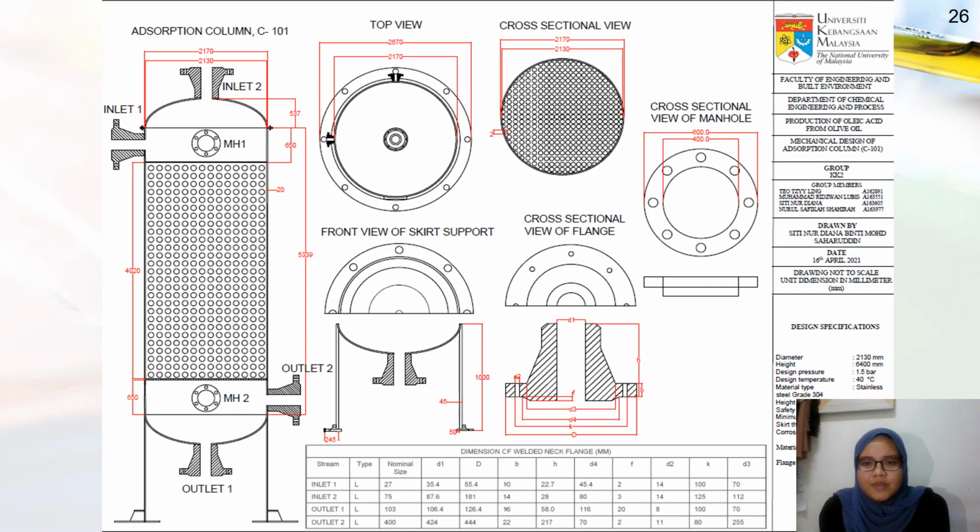Basically, this is the mechanical drawing for the absorption column. It shows the top view, front view of the skirt support, cross-sectional view of the flange, cross-sectional view of the column, and also the cross-sectional view of the main hole.